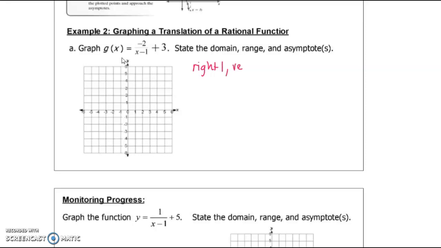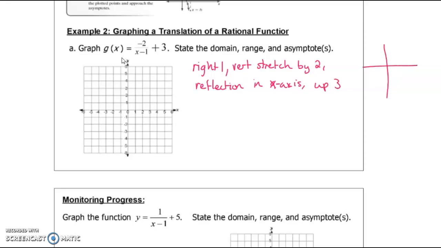Next, we have a vertical stretch by 2. The negative causes us to have a reflection in the x-axis. And then the plus 3 causes us to go up 3. So what that tells me, just in general, is that I'm moving this asymptote to the right 1. I'm moving another asymptote up 3.